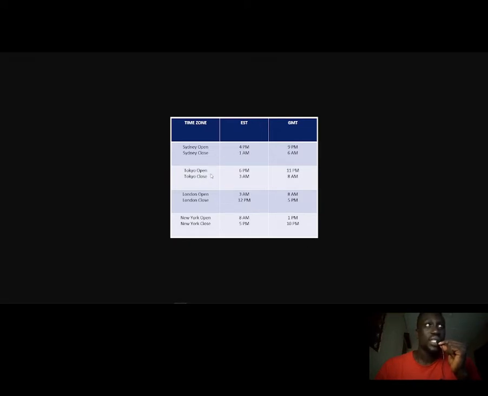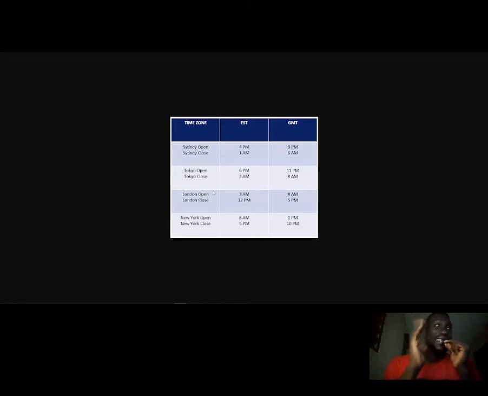Now, the Tokyo session opens for those in the GMT at 11 p.m. and then closes at 8 a.m. So you can see that there will be an overlap here as well. From 12 a.m. to around 5 a.m., both the Sydney session and the Tokyo session will be in session together. They will be merging together.